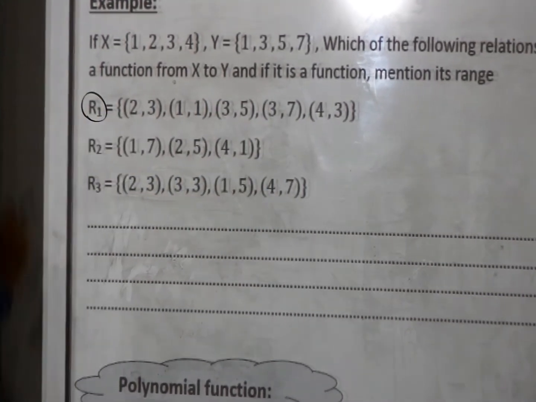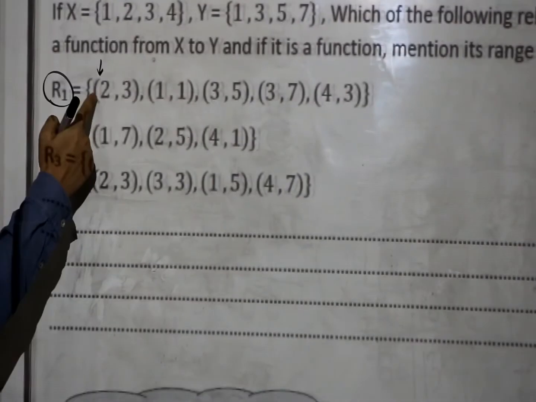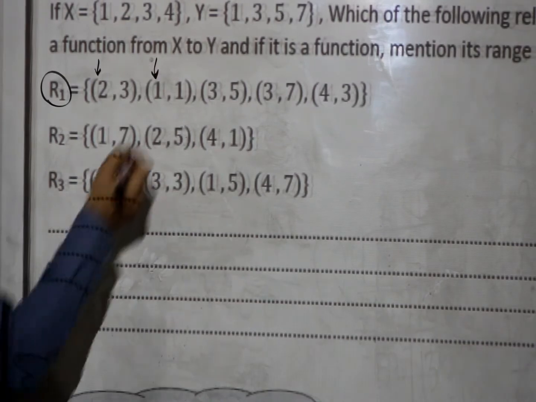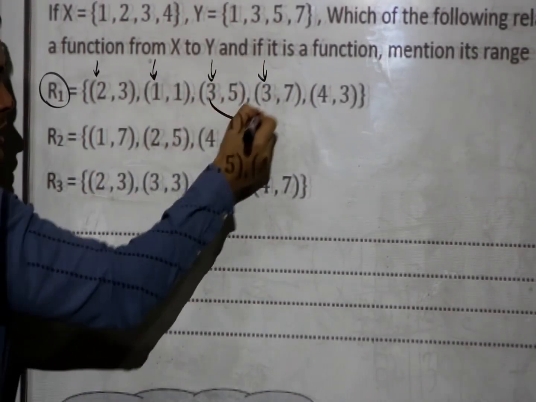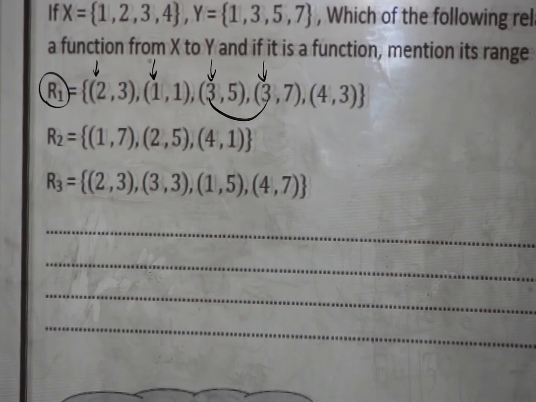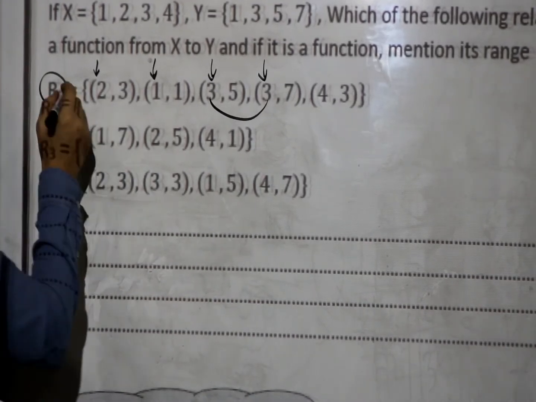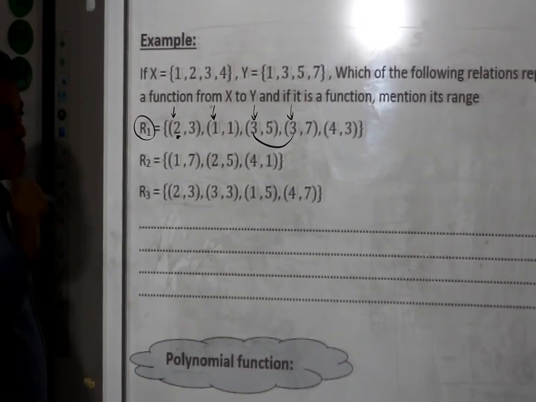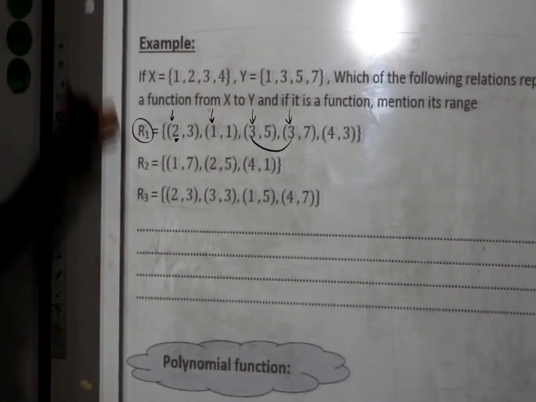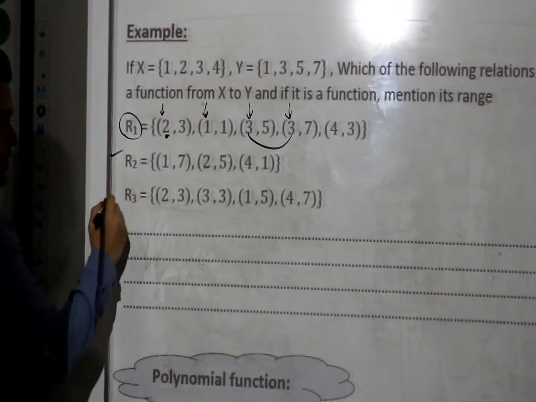To check whether your relation is a function or not, you have to search in the x elements. We have 2, 1, 3 and 3. So the number 3 is repeated twice. So is this relation a function? No, because for a relation to be a function, the element in x must be connected to just one element in y. And R2 and R3, you have to check by yourself.